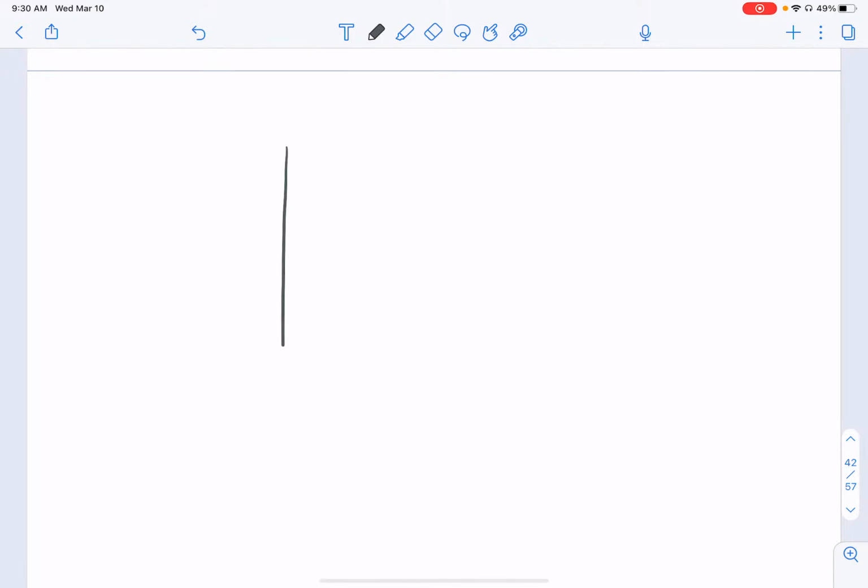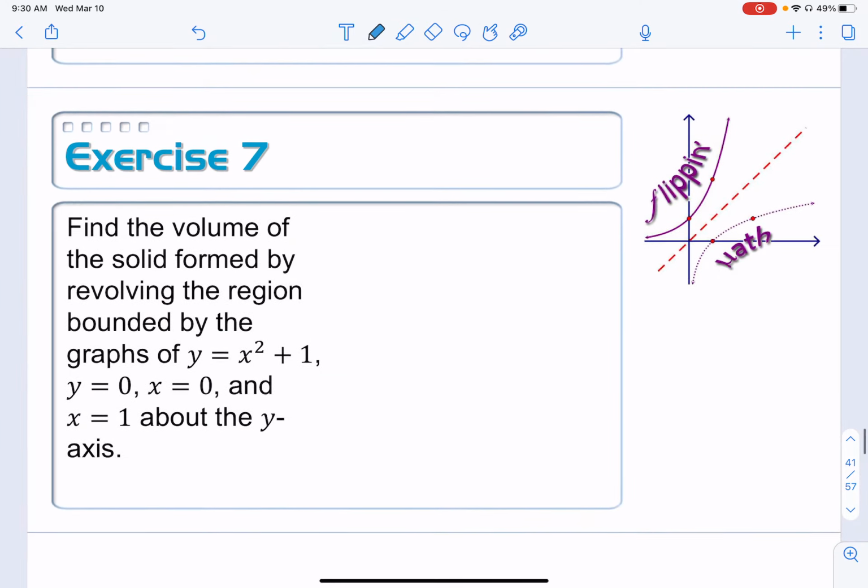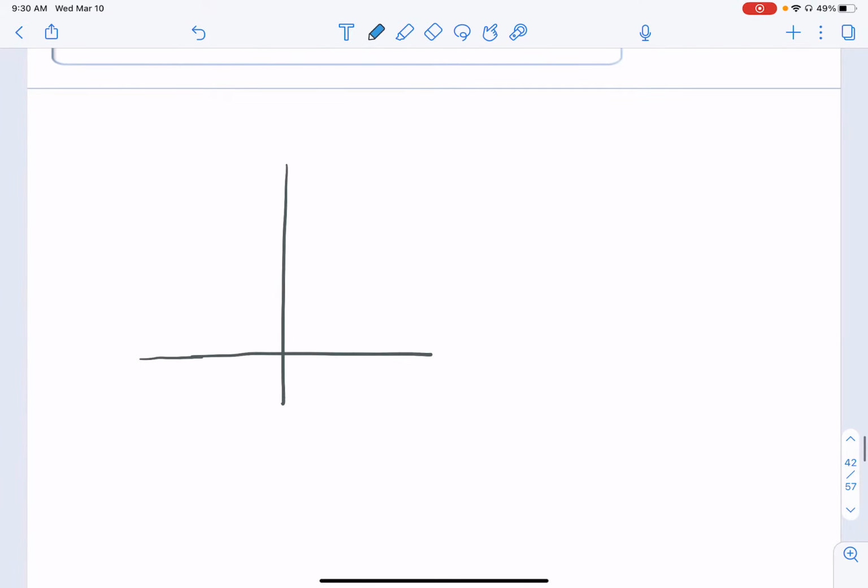Okay, so I'm going around the y-axis. I want to make sure that I have enough room around the y-axis. And probably not enough space over here. Okay, that's good. And our graph is x squared plus 1, so it's a parabola up 1. We're just going to draw it kind of large.